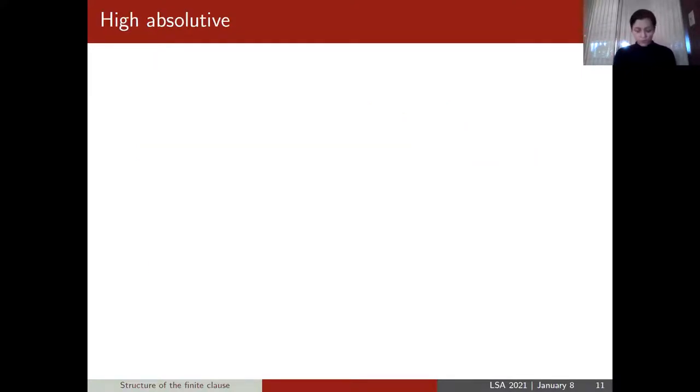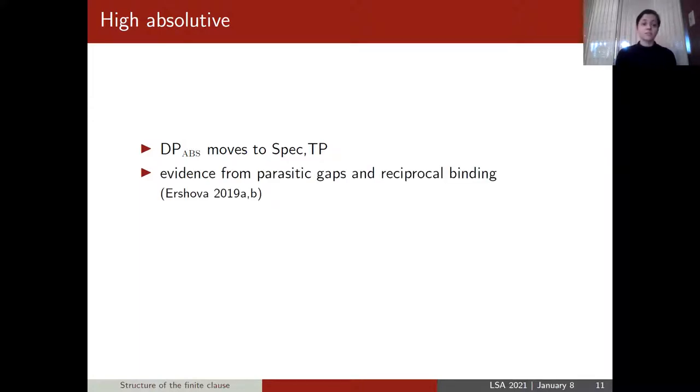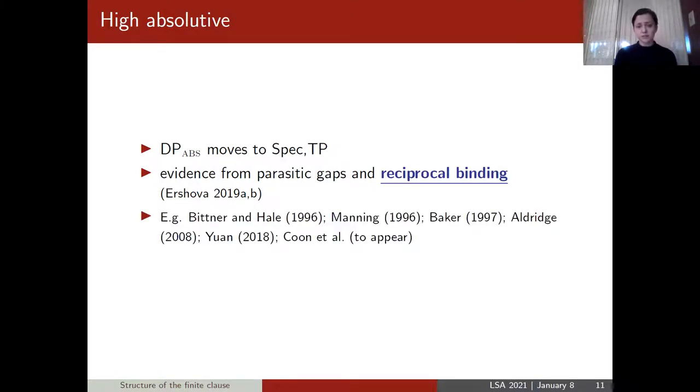So an important property of the language that will be crucial to how nominalizations work is that the language is high absolutive. Well, what does that mean? That means that the absolutive DP, regardless of its thematic role or where it was merged originally, moves to a higher position, in particular, the specifier of TP. And evidence for this comes from parasitic gaps and reciprocal binding. I'll talk about reciprocal binding here because it's most relevant to the nominalization data. And here I'm just including some references to previous work that has proposed a high absolutive account for other languages and other types of phenomena.